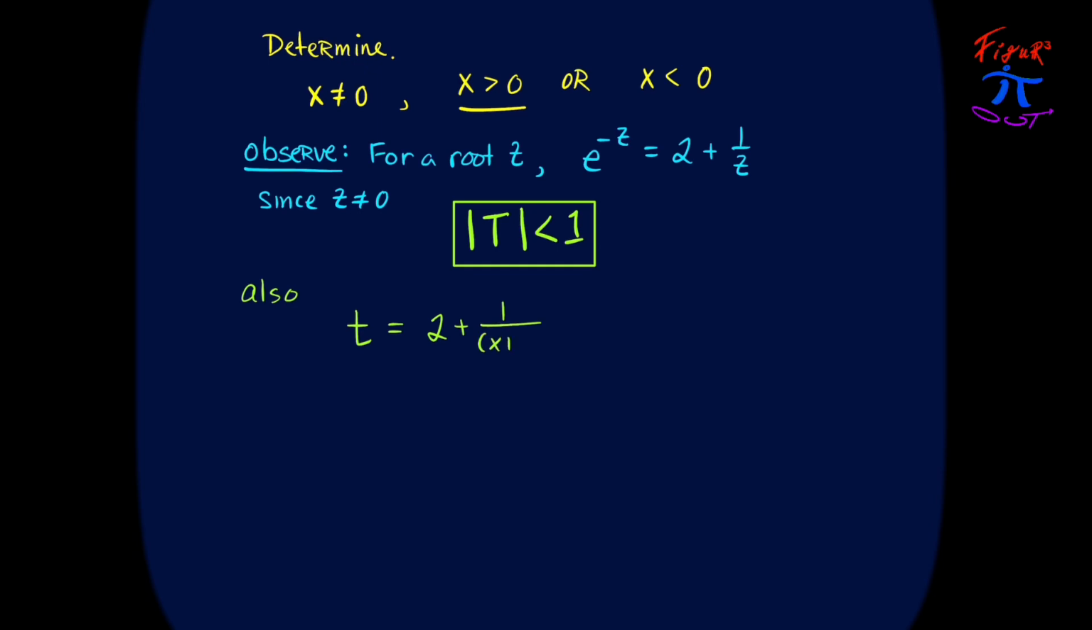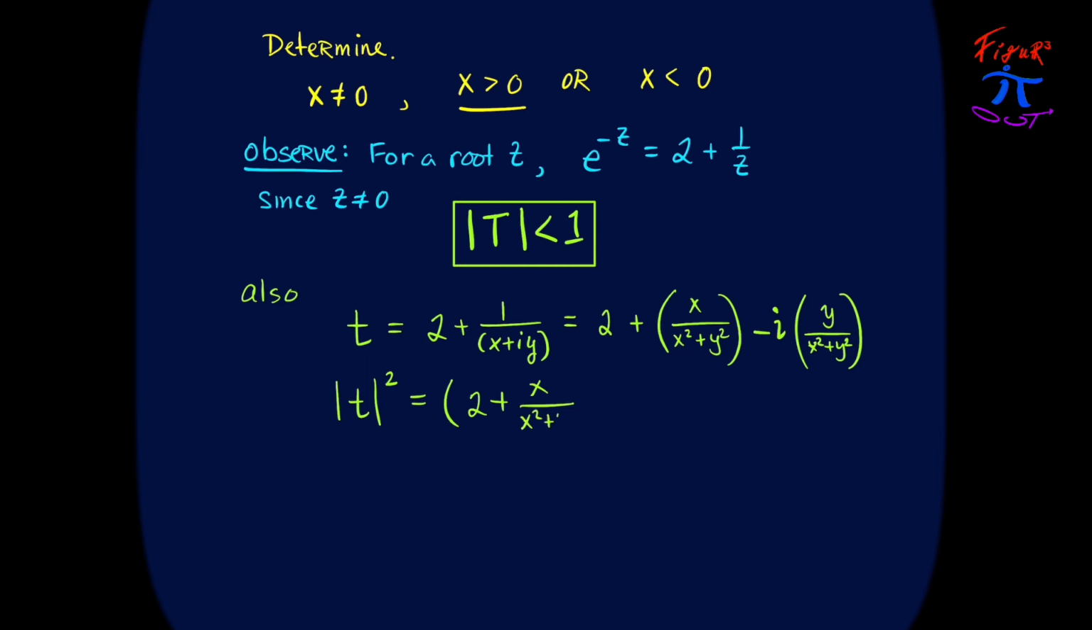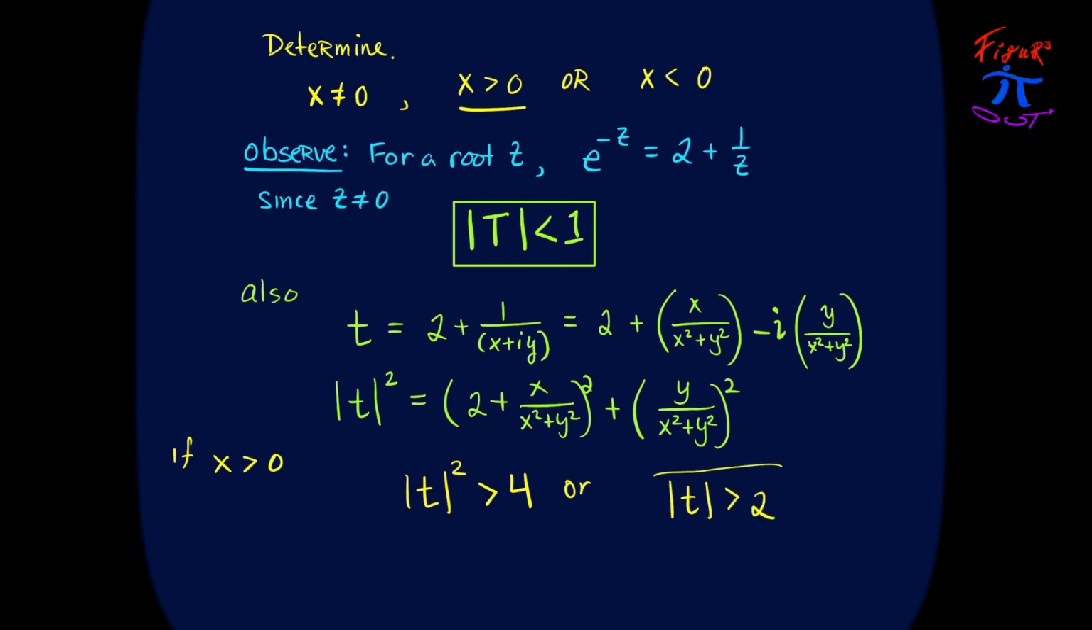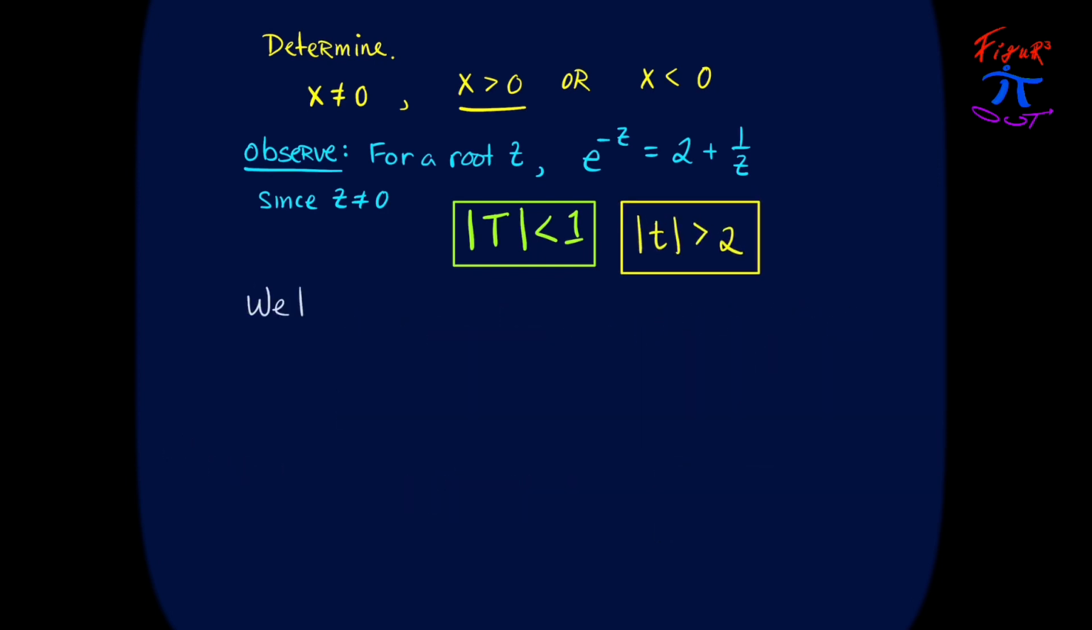Also, if we look at what happens with our lowercase t, by substituting z equals x plus iy and doing a little bit of algebra by multiplying the top and bottom of that fraction by the conjugate and working out some of the details here, and then taking the absolute value and squaring it, we get the following expression. And if we take a look at what this expression says, if x is greater than 0, then the square of the absolute value of lowercase t is going to have to be greater than 4, or the absolute value of lowercase t has to be greater than 2.